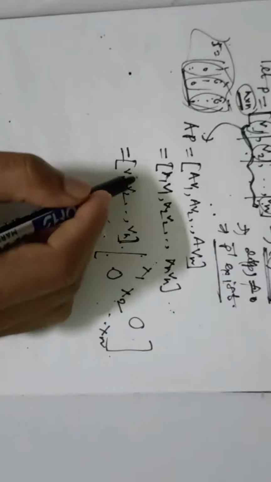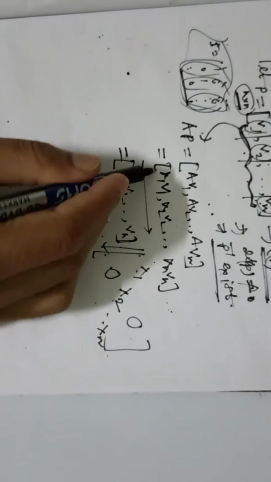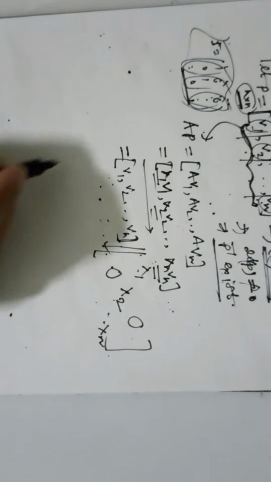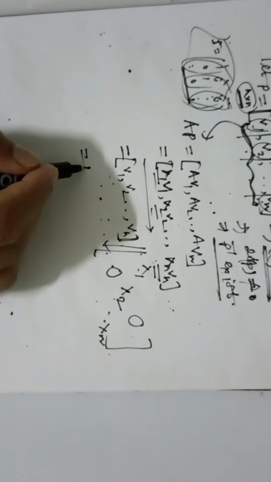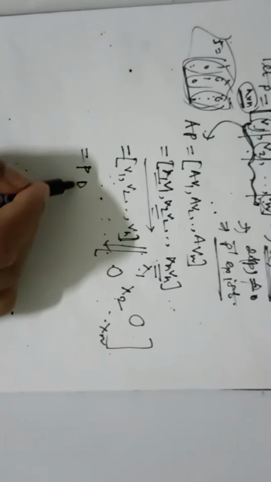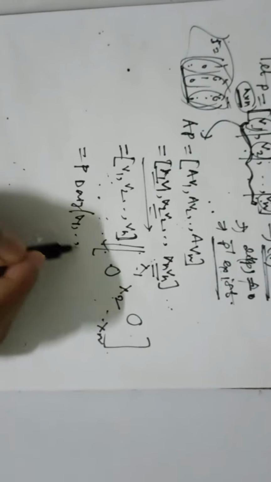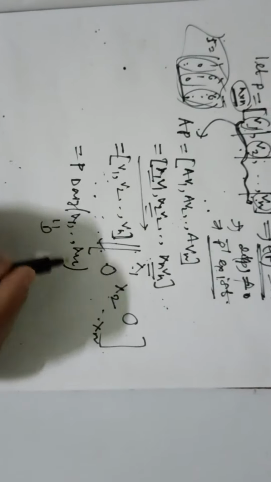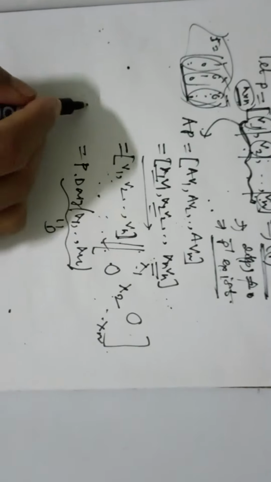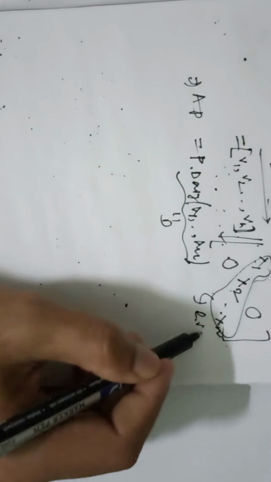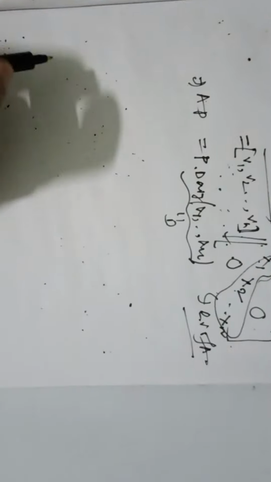Multiplying this, we get lambda 1 v1 as the first entry, lambda 2 v2 as the second entry, and lambda n vn as the last vector. So it is nothing but P times a diagonal matrix with diagonal entries lambda. You can name it D, I name this D. So AP becomes P into D, where D is a diagonal matrix with diagonal entries lambda, and lambda is nothing but the eigenvalue of the matrix A.